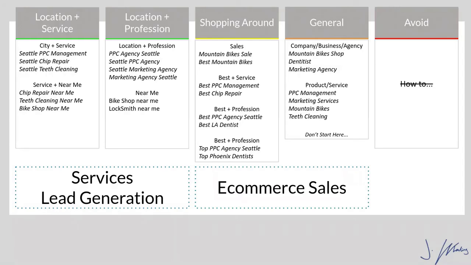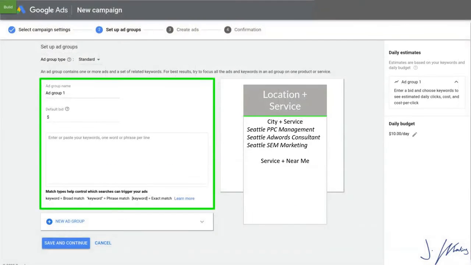I'm going to continue the example of a PPC agency. So I'm going to use location plus service, location plus profession, and then shopping around. If you were doing e-commerce, you would be doing shopping around and then having ad groups that specifically describe the products that you are offering. So our first ad group here is going to be location plus service.